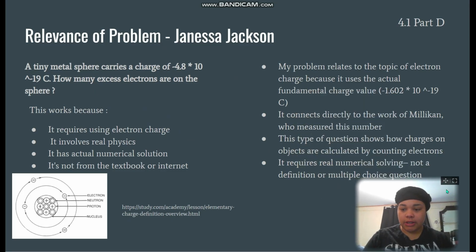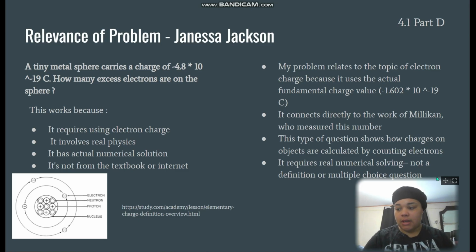Okay, this is my part D. So for part D, I created my own original numerical problem related to electron charge. My problem asks, if a tiny metal sphere carries a charge of negative 4.8 times 10 to the negative 19 coulombs, how many extra electrons are on the sphere? This connects directly to what we've been studying, because electron charge is always a multiple of the fundamental charge.